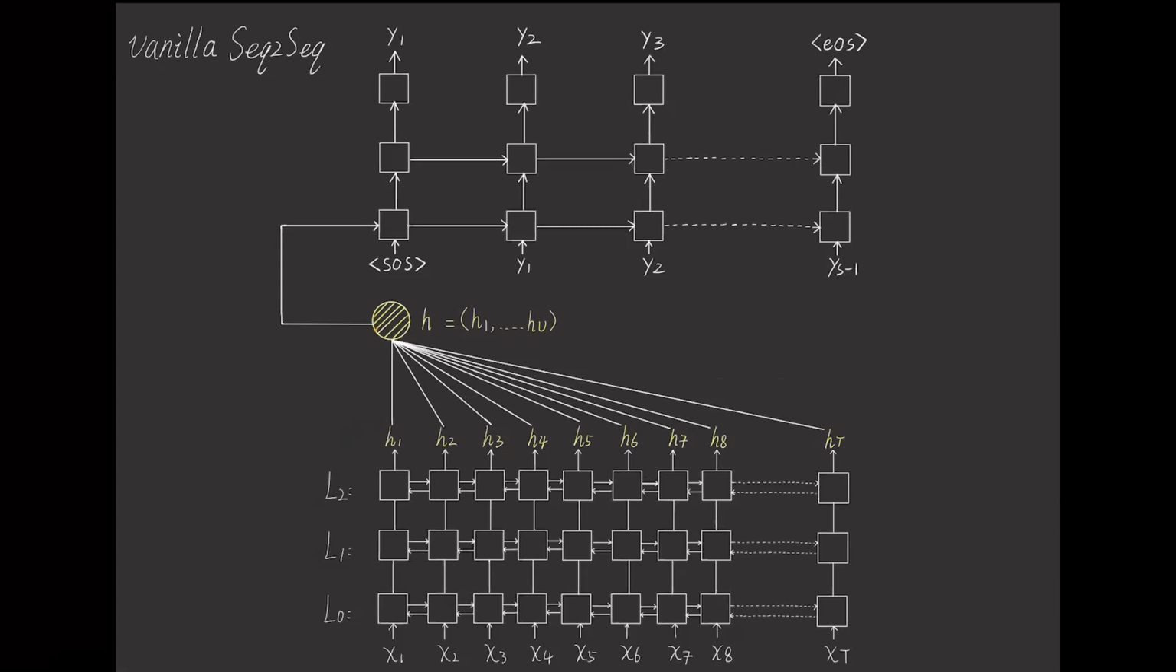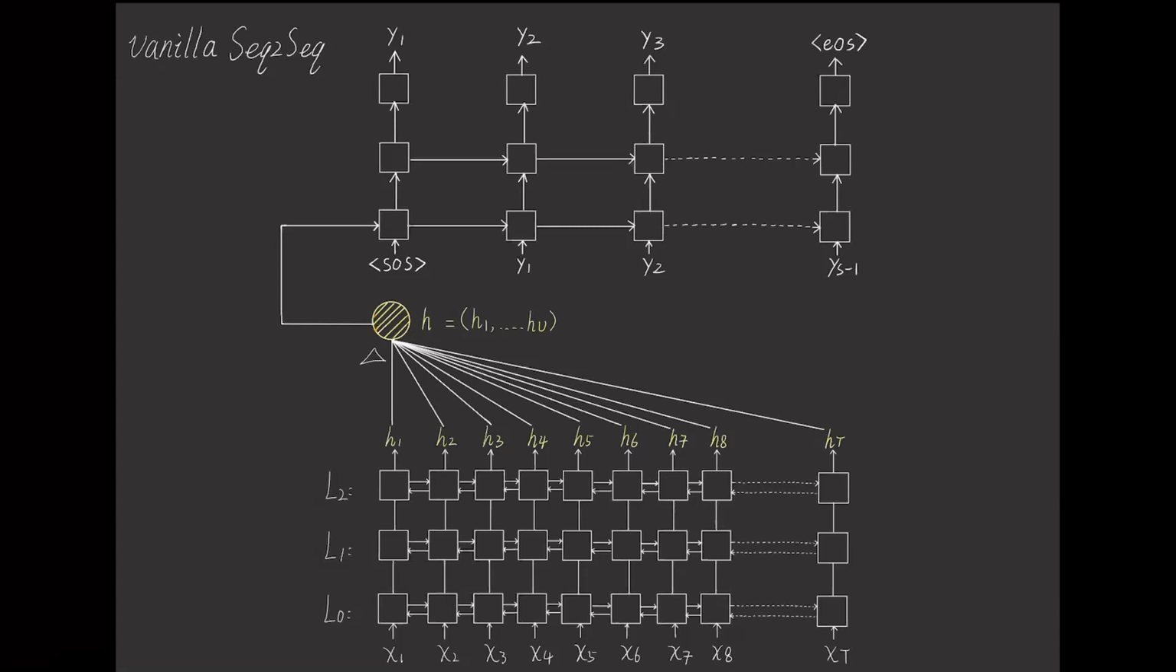Once your decoder receives the input, this small yellow circle, it will try to predict something step by step. Normally the first input symbol should be SOS, the start of the sentence.